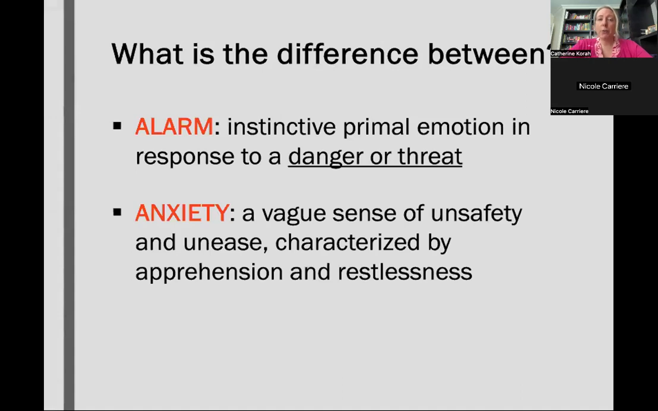The difference between alarm and anxiety is that alarm is the foundational emotion. It's the instinct that we all have as a response to threat and danger. Anxiety is basically alarm, but one step further into the defenses. I talk a bit more about that in part one. I won't have the opportunity now to dig deeper, but just understand that anxiety, contrary to alarm, is more of a vague sense of unsafety and unease, characterized by apprehension and restlessness. So we have all of the bodily reactions, but we're not sure why we're reacting that way.